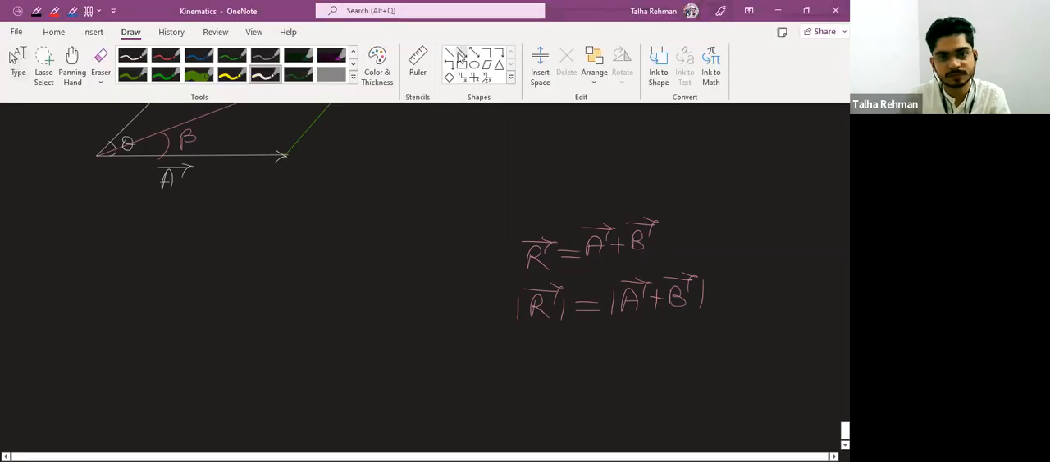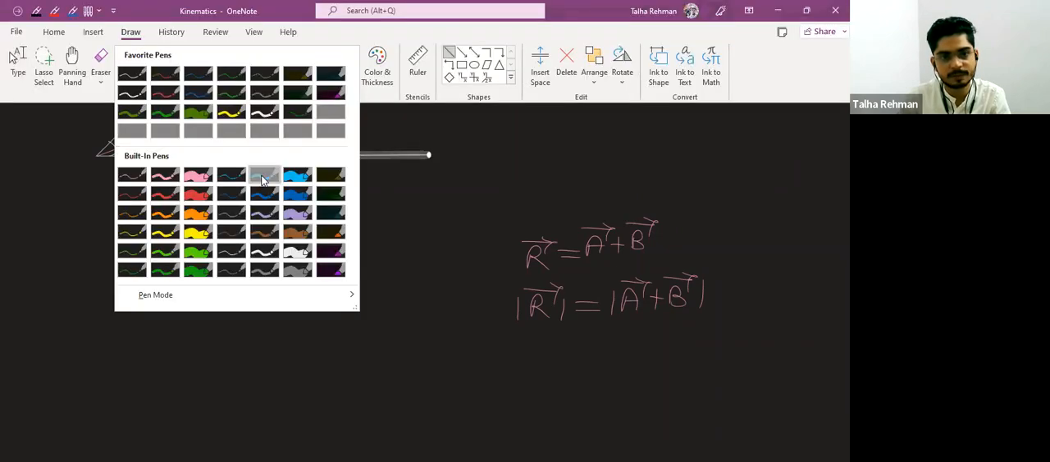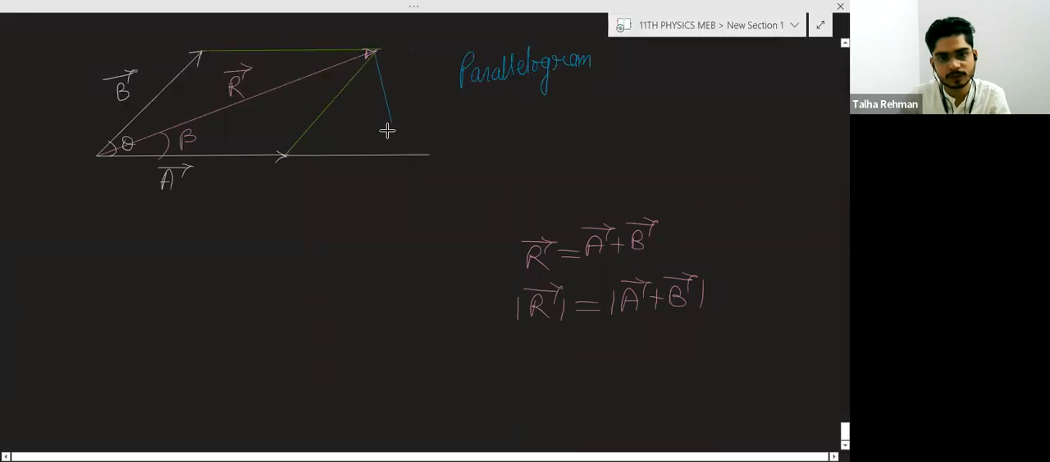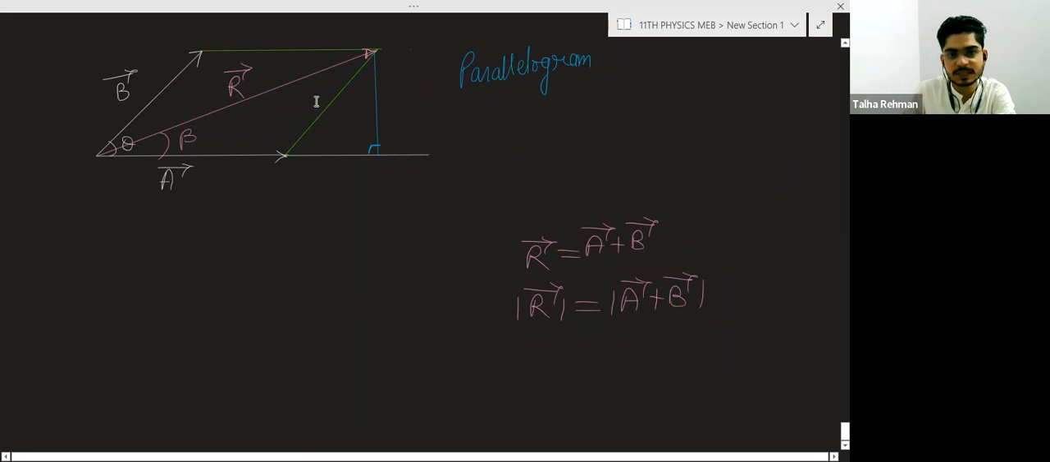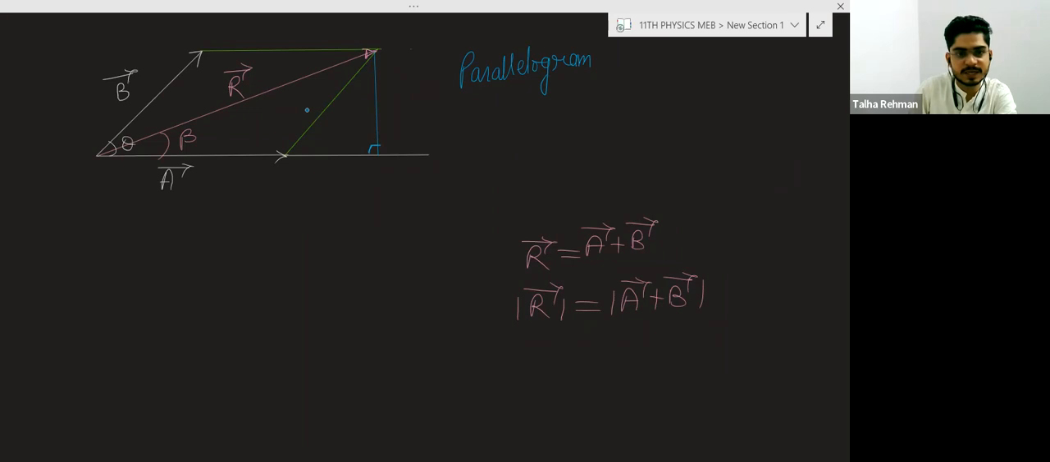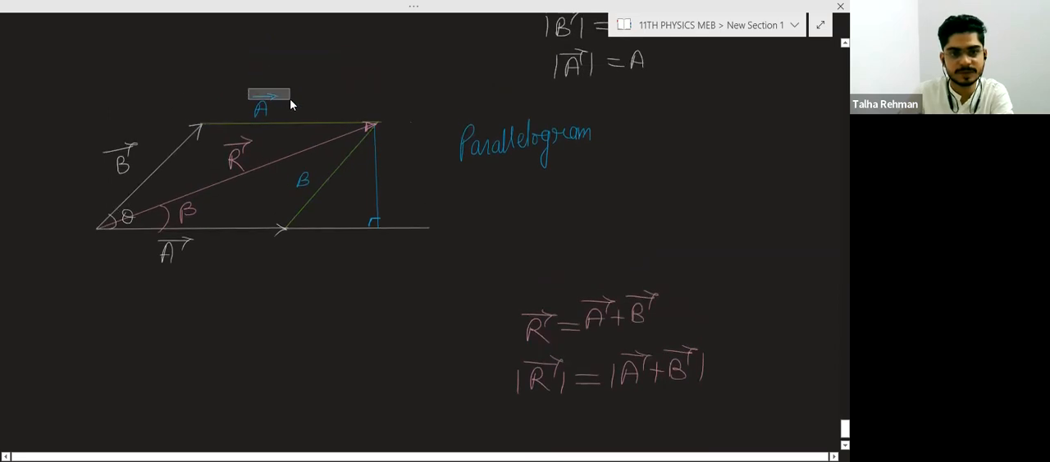I am extending this side, and I am drawing a perpendicular from this point to this. This is the perpendicular I have. So I have already told you this represents the B and this represents the A. Okay. So you can say this as B vector also, this as A vector also, because direction of both the vectors is same and magnitude is same. So both are equal vectors. But no need to write this as a vector. I am just representing it with the help of magnitude only.